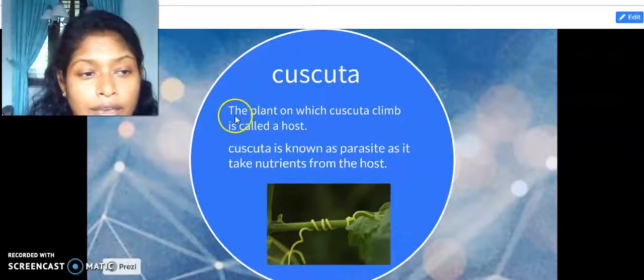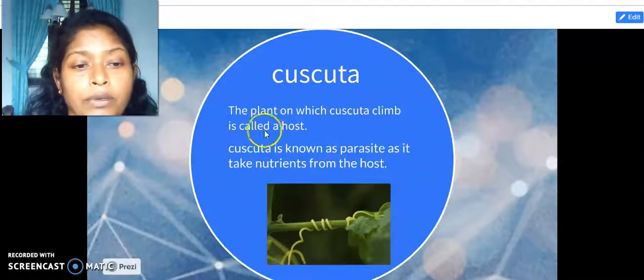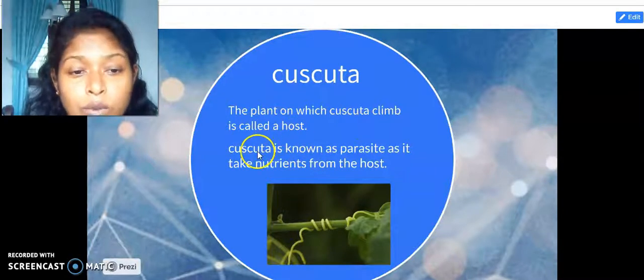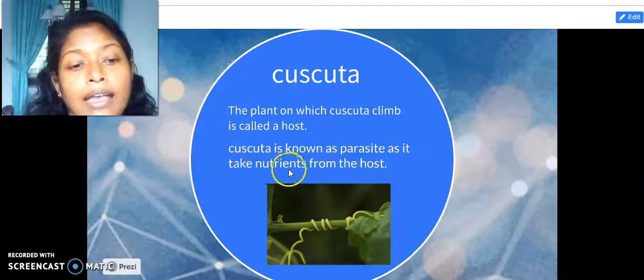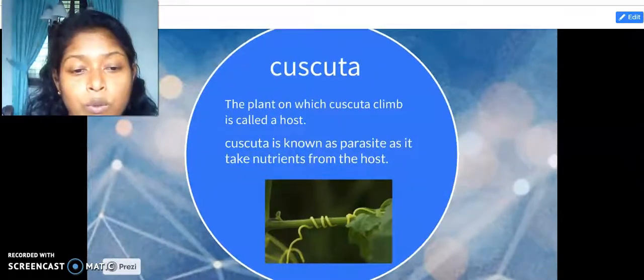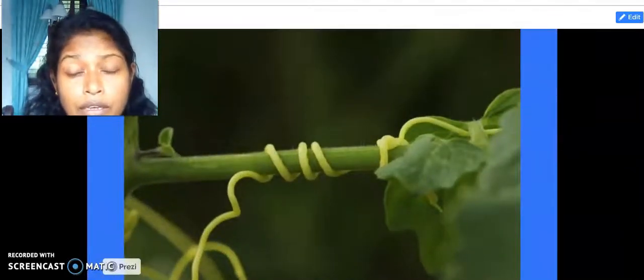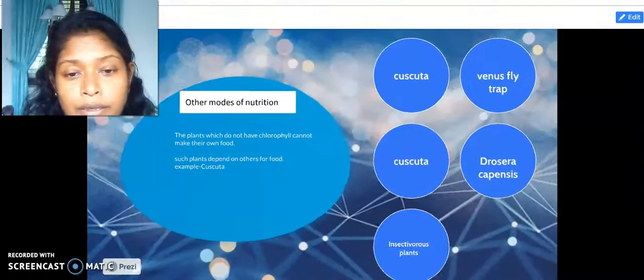So you can see here as it is written, the plant on which the cuscuta climb is called the host, and cuscuta is known as a parasite as it takes the nutrients from the host. So cuscuta is a parasite. It is a thread-like structures. It uses the plants to grow and cover all over themselves.